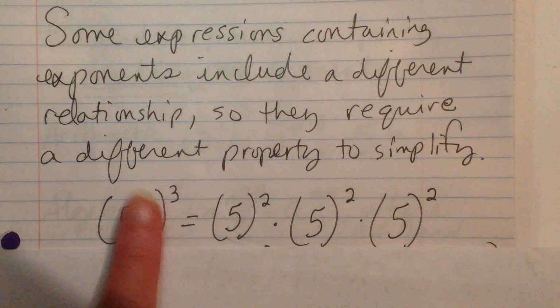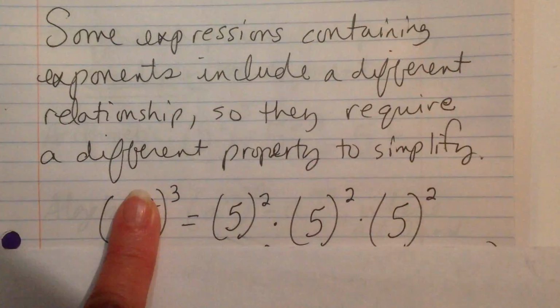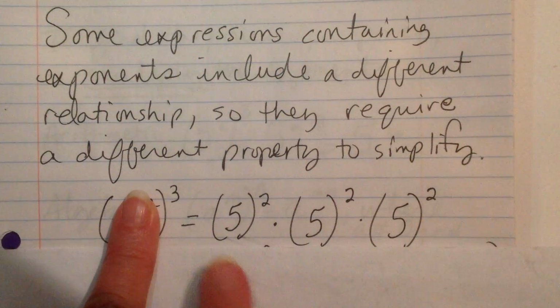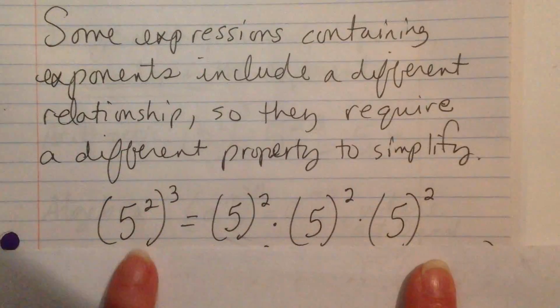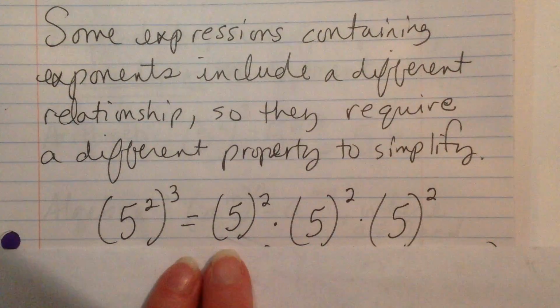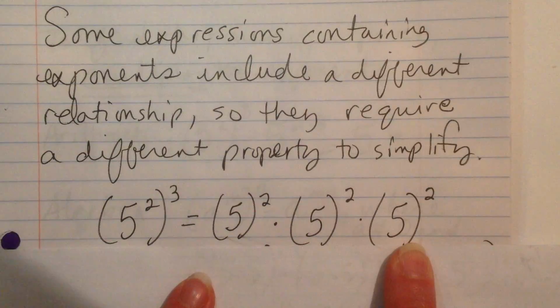Remember, what does it mean to raise something to the third power? No matter what's inside these parentheses, raised to the third power, I need to write it down 3 times and multiply it times itself. So that's what I'm doing. I'm multiplying 5 squared times 5 squared times 5 squared.